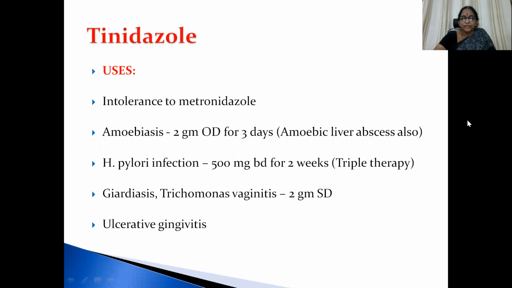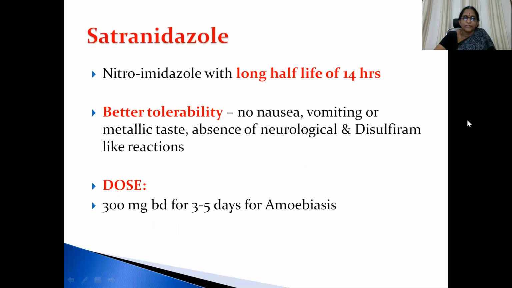Then it is used whenever there is intolerance to metronidazole, and in case of amoebiasis, 2 grams is used OD, once in a day for 3 days of administration, especially in case of amoebic liver abscess. And in case of H. pylori infection, just like the metronidazole molecule, this can be given 500 mg BD for 2 weeks in case of triple therapy. Other indications are giardiasis and Trichomonas vaginitis, where you prescribe a 2 gram single dose. And ulcerative gingivitis, like metronidazole, it is also useful in that condition.